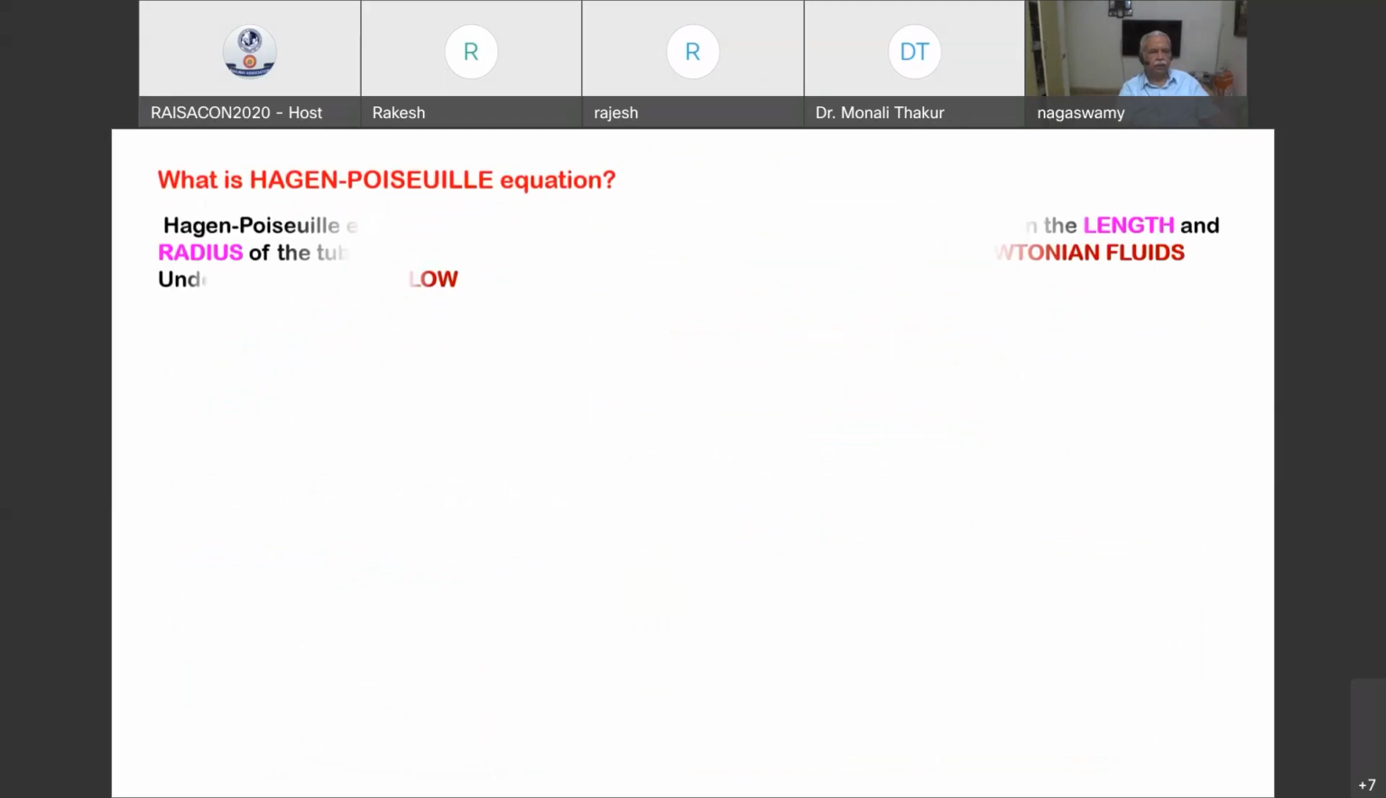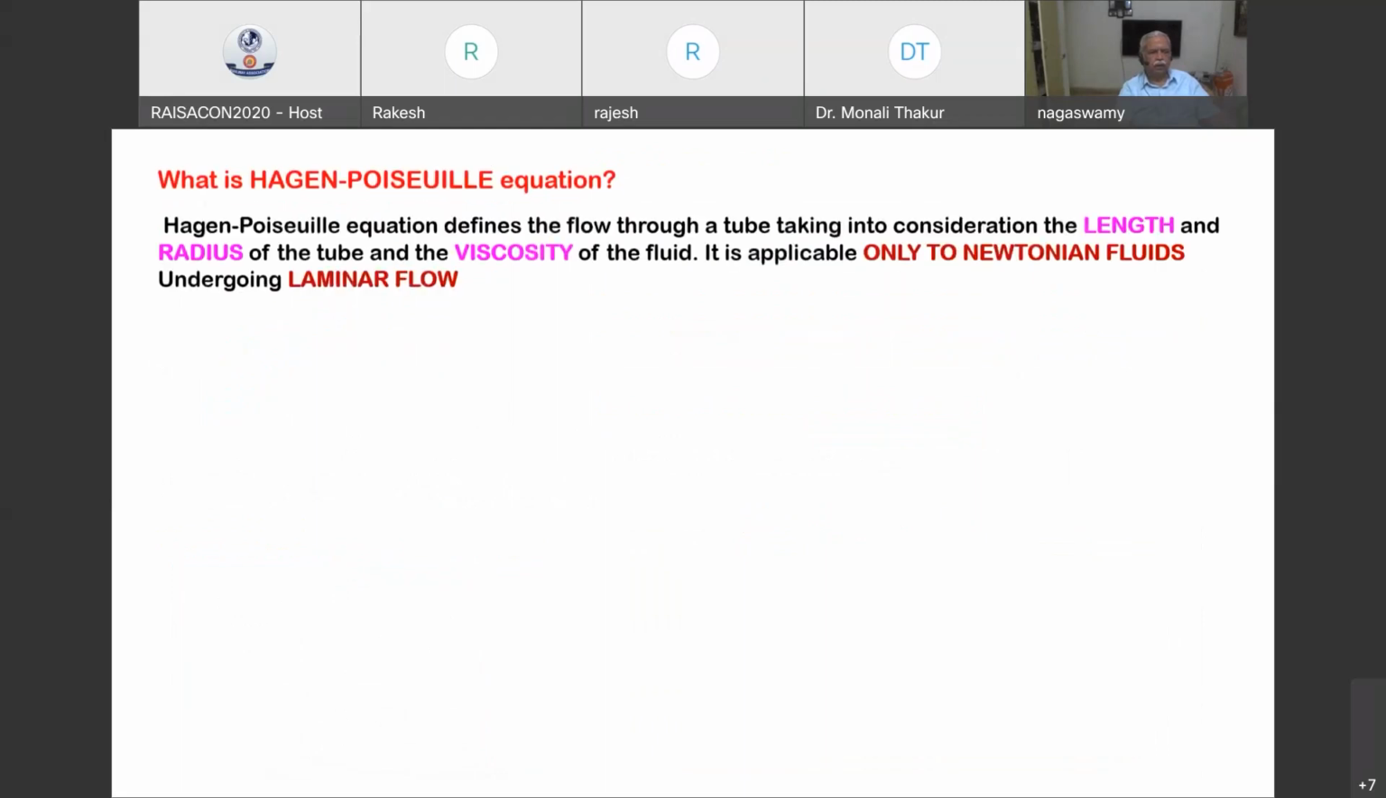The Hagen-Poiseuille equation is an equation very commonly used in your anesthesia for various things. It defines the flow through a tube, takes into consideration the length, radius, and viscosity of the fluid, and it is applicable only to Newtonian fluid with a laminar flow, not for turbulent flow. The formula is Q is equal to pi PR^4 over 8 eta L.